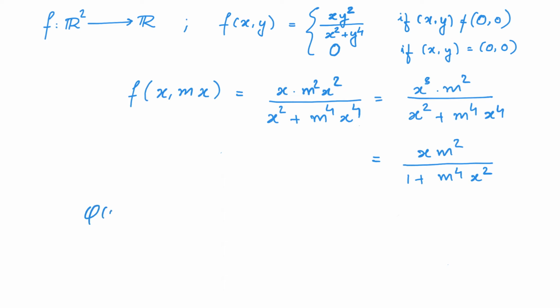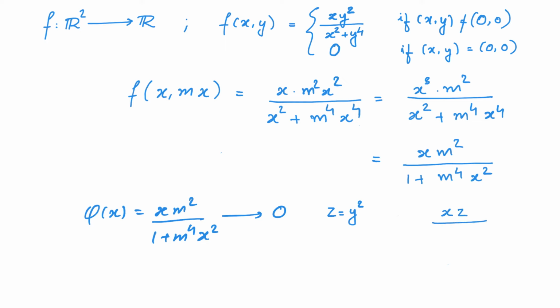Notice that if you treat this as a function of x alone, then x m square by 1 plus m power 4 x square converges to 0 as x converges to 0. Thus, irrespective of which line you approach through, as long as you stick to a line, you will always get the limit 0. But notice that this function does not look too different from what we had earlier. For instance, if we denote y square as z, then it has the same form as before. It looks like xz by x square plus z square. And we knew that that had some issues.